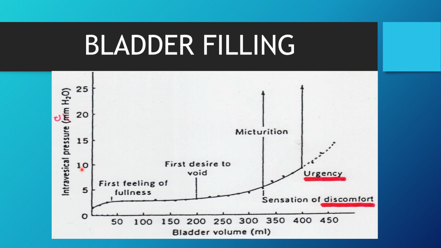So this is again intravesicular pressure in centimeters of water against bladder volume. The first feeling of fullness is felt even at the lowest volume, that is 50 ml, and then the first desire to void is felt at 200 or 300. Both are the same; it is given differently in different books. The sensation of discomfort is felt after 300, and the urgency is felt at the level of 400 ml volume.